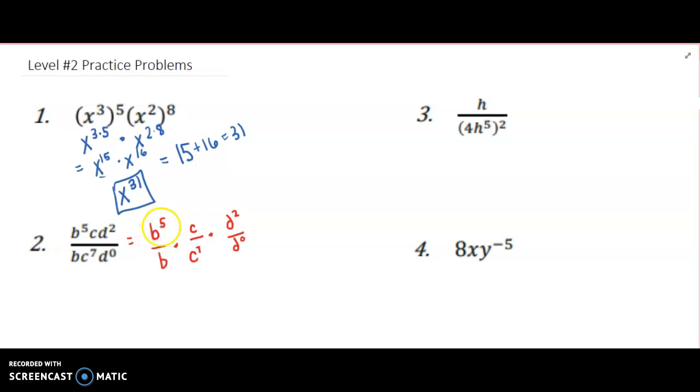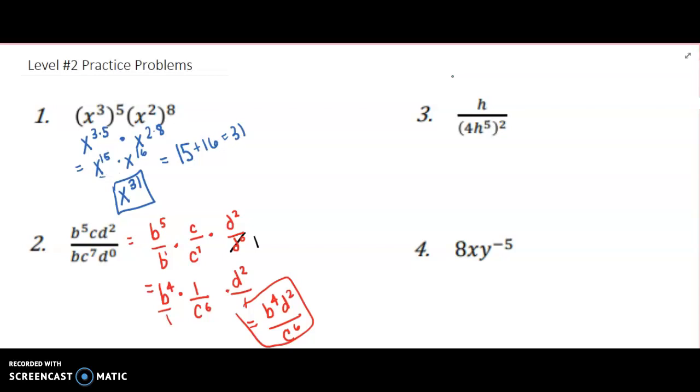So if we subtract these, 5 minus, think of this as b to the 1st, this is just b to the 4th power. 1 minus 7 is c to the negative 6, which would just be 1 over c to the 6th. And anything to the 0 power is just 1. So this would just be times d squared, and if you like it better, you can put these over 1. When we're all said and done, on top we would have b to the 4th d squared over just c to the 6th. There is our final answer.